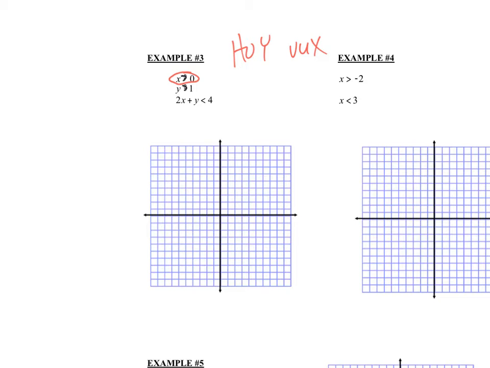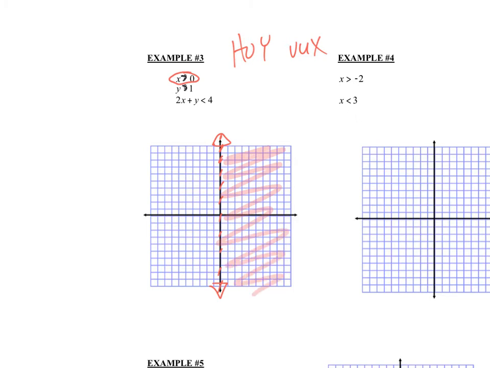This is going to be a Vux, so it's vertical at 0. And it's going to be a dashed line. So I'm going to make a dashed line at 0. And which way are we going to shade if it's greater than 0? Greater than 0 would be shade to the right.